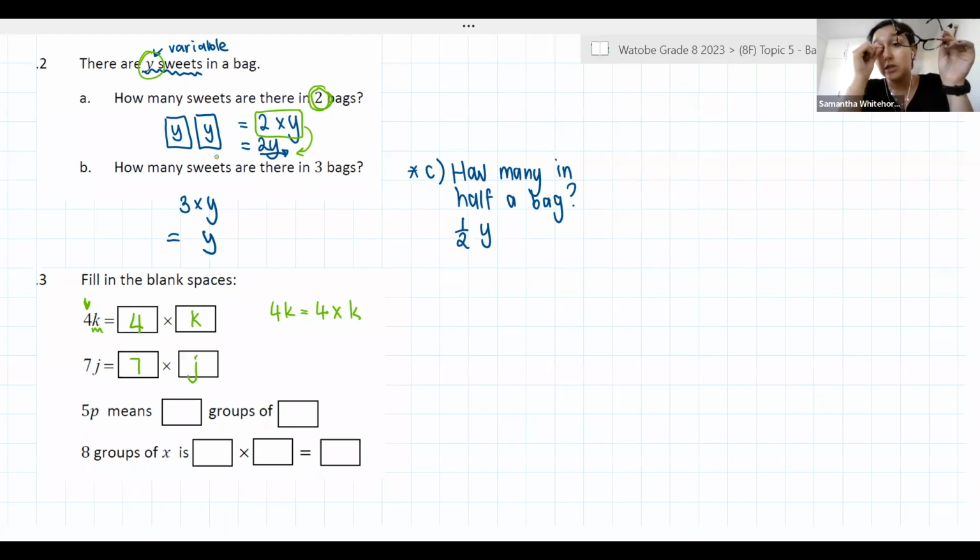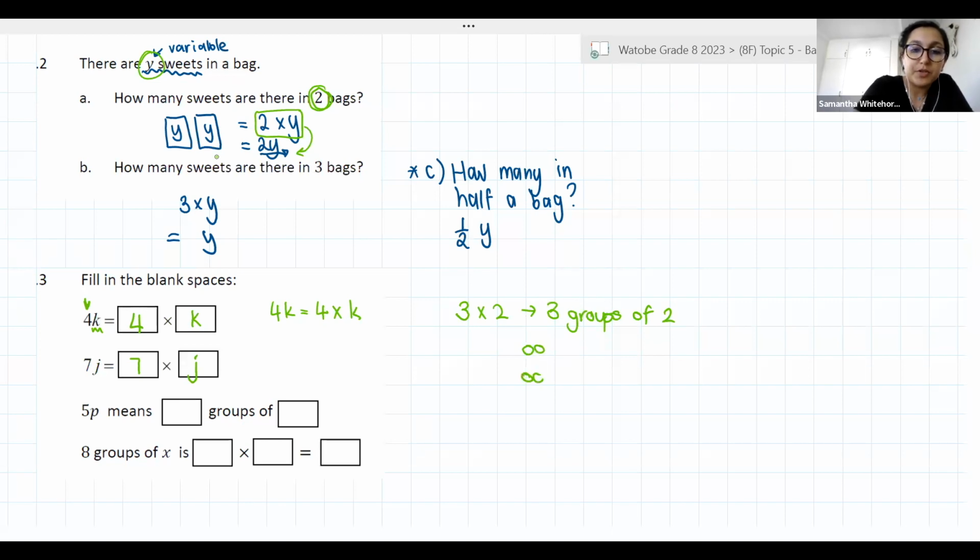Understanding these operations is going to be very important, because like I said on Monday, sometimes we ask you to substitute values in place of your variable. And if you don't know what operation you're working with, we have a bit of a problem. So 5p, if we think about multiplication, let's take a little sidetrack here. If I said 3 times 2, this is essentially saying that I have got 3 groups of 2. So I've got a group of 2, a group of 2, and a group of 2, which is 6. That's what multiplication is.